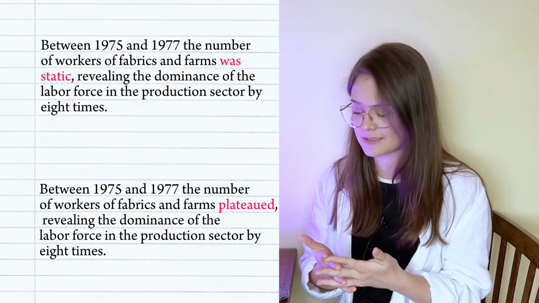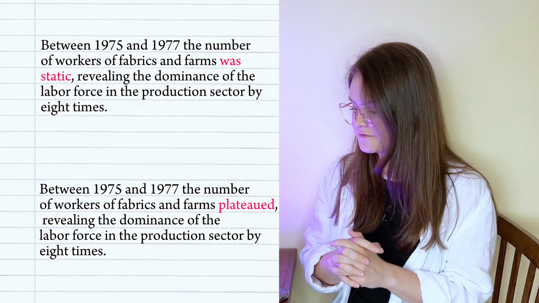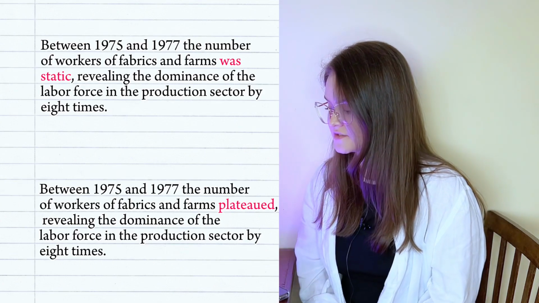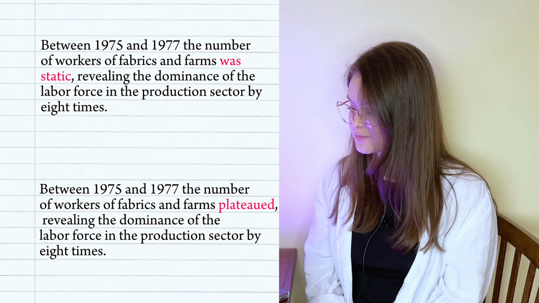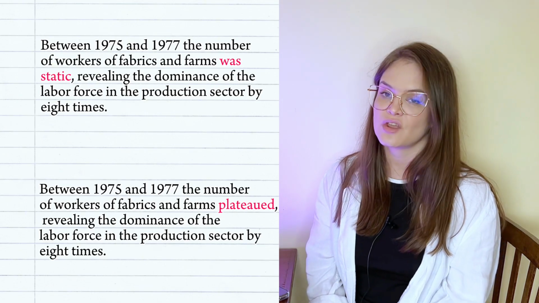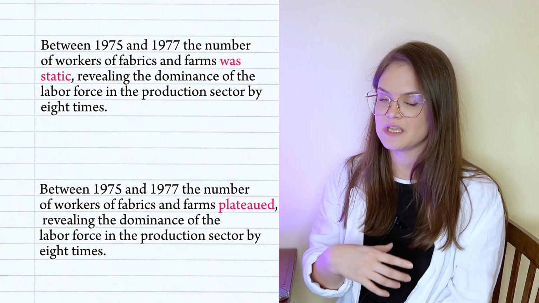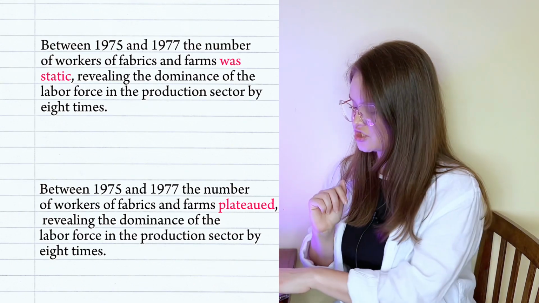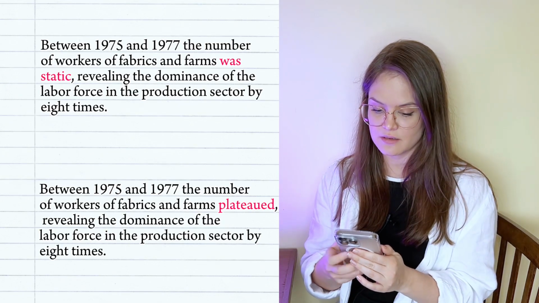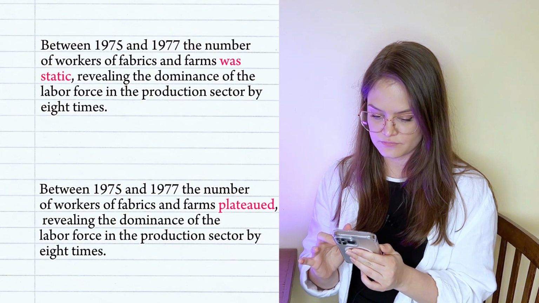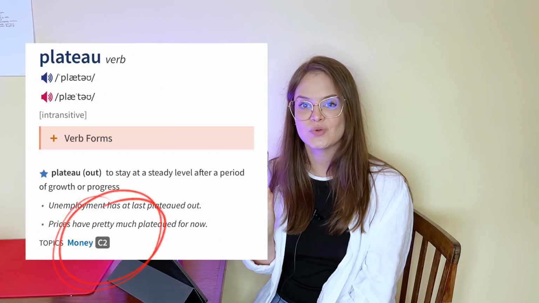How can it be fixed? Between 1975 and 1977, the number of workers of fabrics and farms plateaued, revealing the dominance of the labor force in the production sector by 8 times. So in this case, we substitute the verb to be with the verb plateau, which is, by the way, if we check it in my favorite Oxford Learner's Dictionary, a C2 level verb, and is going to increase the overall level of our sentence and the writing in general.